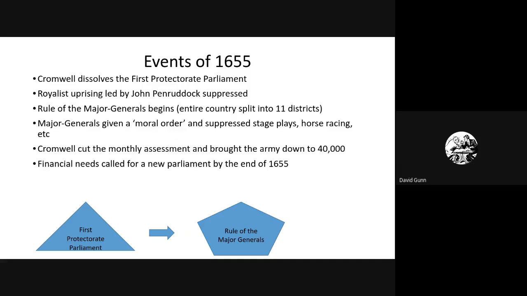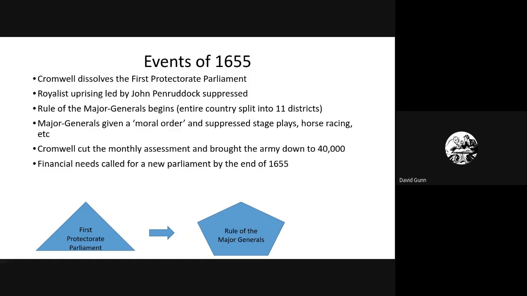1655, Cromwell dissolves the first protectorate parliament, and there's a royalist uprising by John Penruddock. And what that leads to is Cromwell realizing that he needs some more control over the country. So he splits the country into 11 military districts, each ruled by major generals. So the rule of the major generals, and this is the time when lots of things are banned.